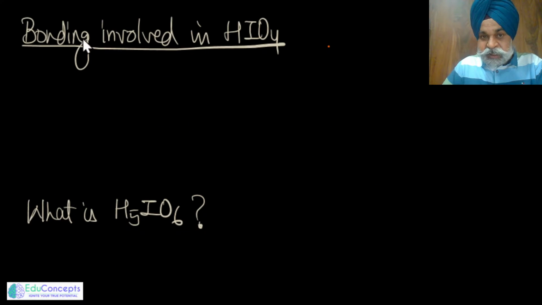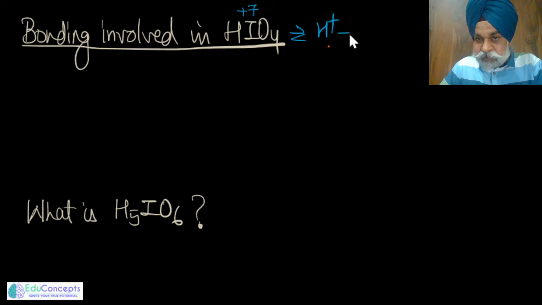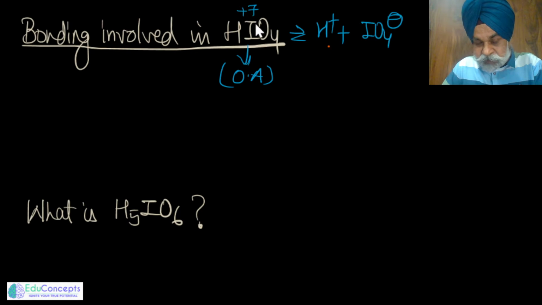So first, let me discuss what exactly I mean by periodic acid, HIO4. Here the iodine is in +7 oxidation state. As a matter of fact, this is a strong acid because the periodate ion is quite resonance stabilized, and it is also a good oxidizing agent because the iodine is in +7 oxidation state. It tries to go into a lower oxidation state.